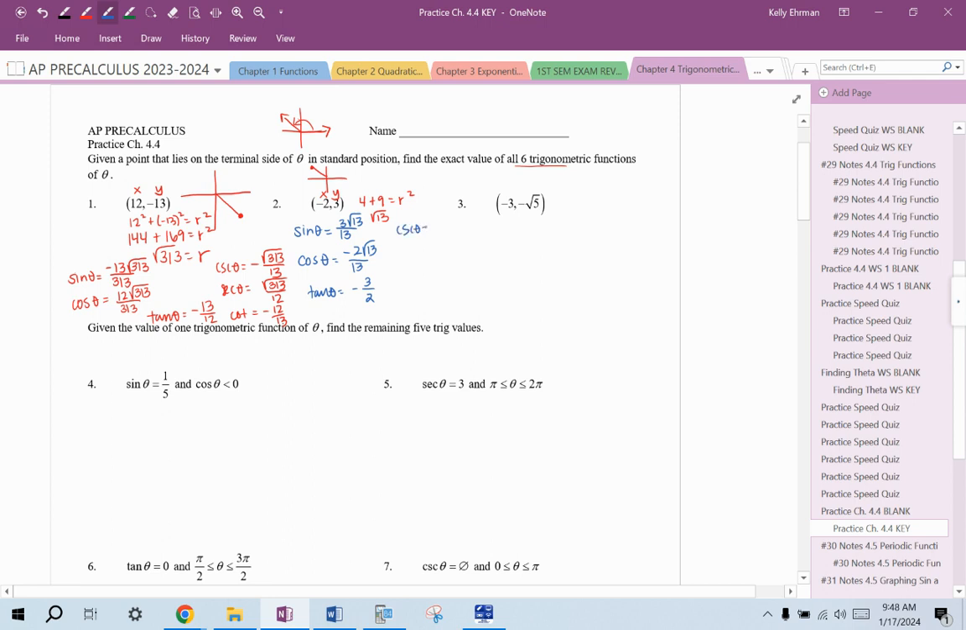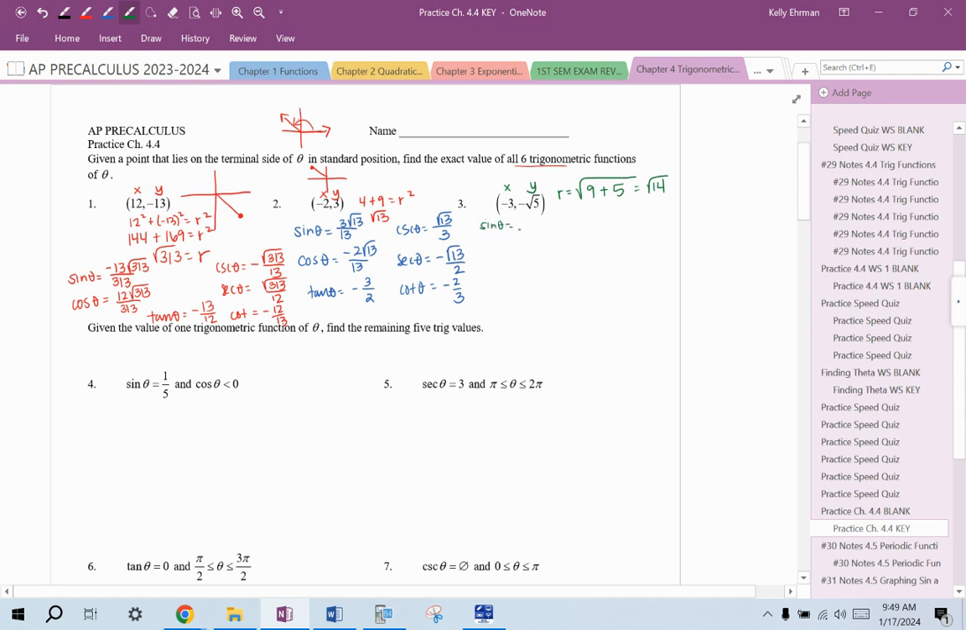The reciprocals are just flipping everything. So radical 13 over 3, negative radical 13 over 2, and negative 2/3. Okay, and then for the next point, x, y, and r is the square root of x squared plus y squared. Squaring the negatives makes the negatives go away. Squaring a square root just makes it 5. So that's radical 14.